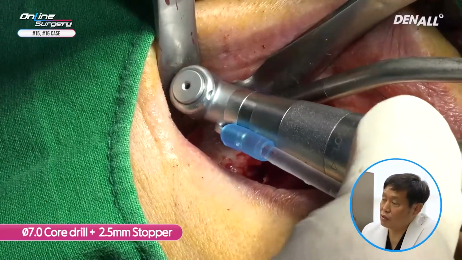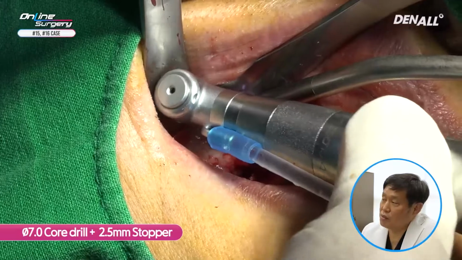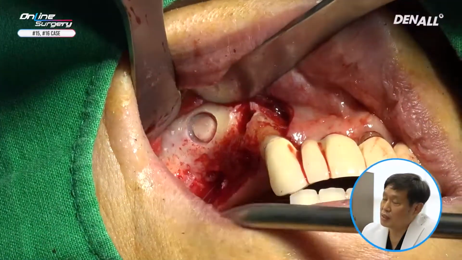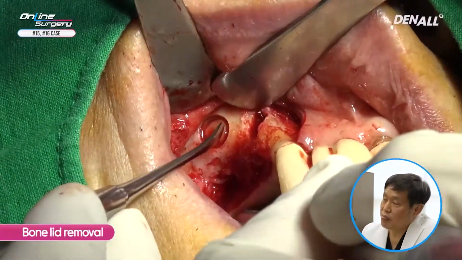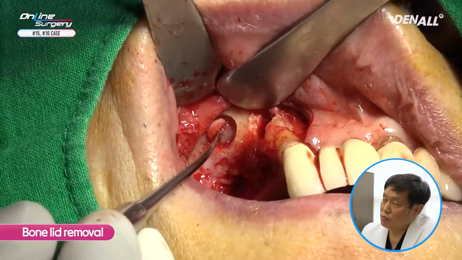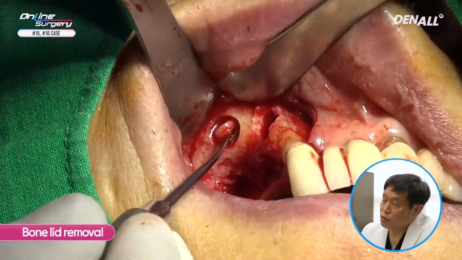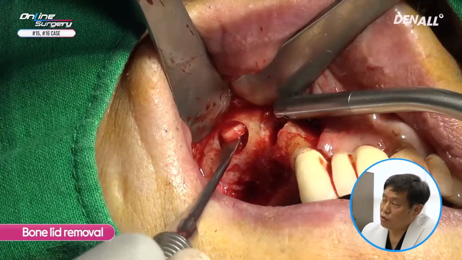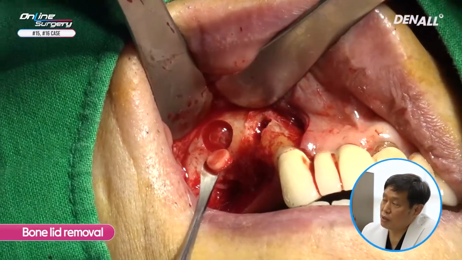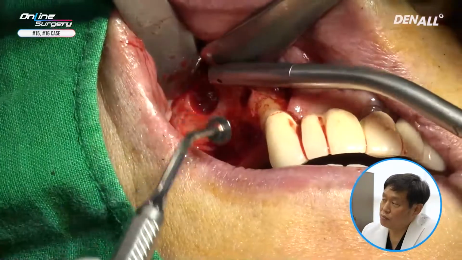Lateral window is being formed. A 7mm diameter core drill is used. You can see that the bony window is formed. A Freer elevator is used to remove the bone lid.